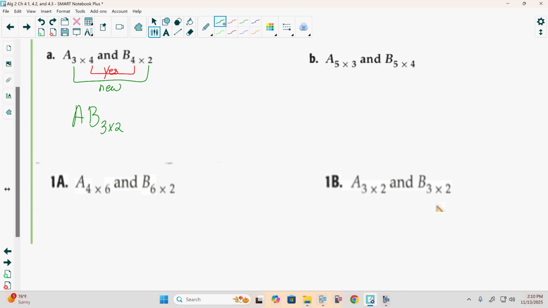B. Columns of the first is 3. Rows of the second is... are those the same? No, so this is not possible. Columns of the first has to match rows of the second. If it does, we can multiply. If it doesn't, we can't.